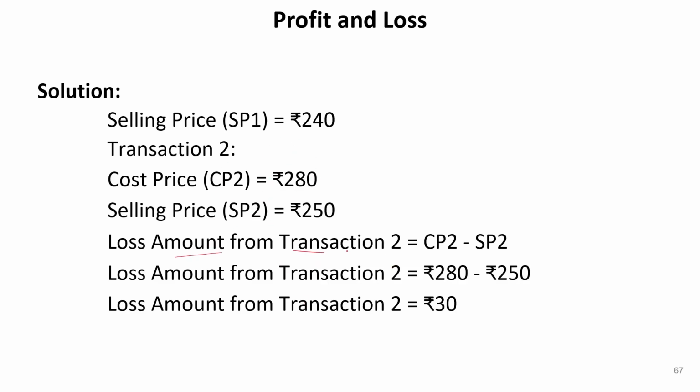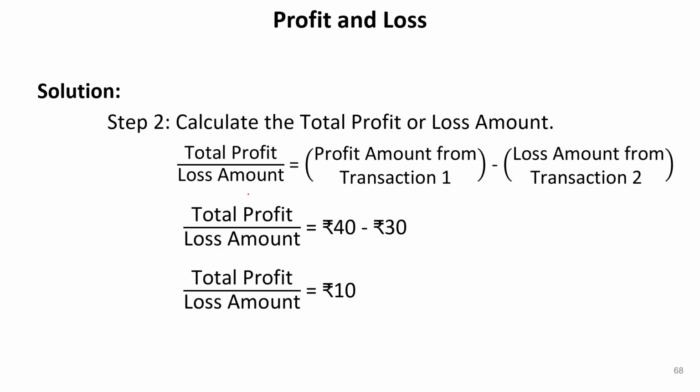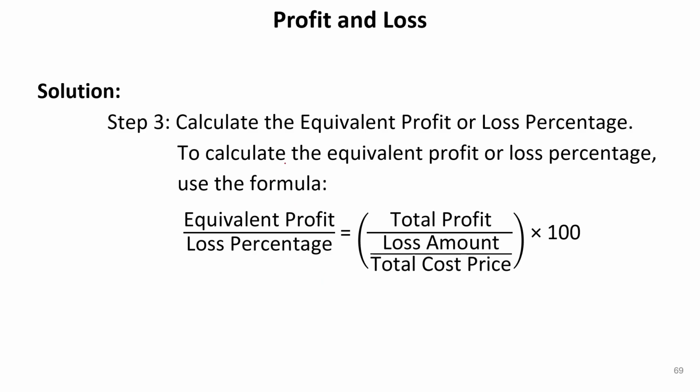So the loss amount from transaction 2 will be what? CP2 minus SP2, that is equal to 30 rupees, and the profit amount will be 40 rupees. So the total amount is 10 rupees, that is the total profit minus the loss amount. So calculate the equivalent profit or loss percentage.